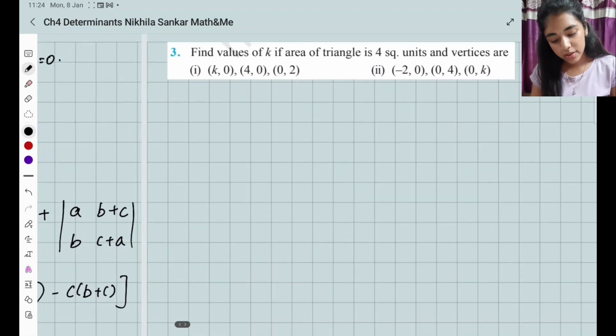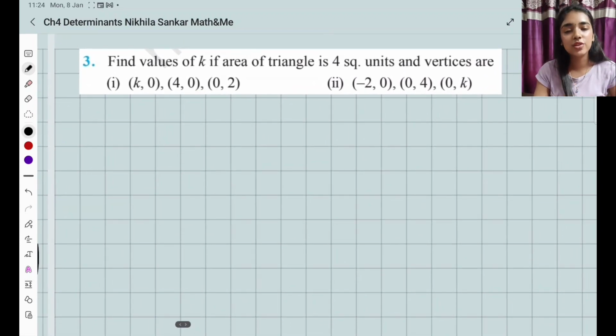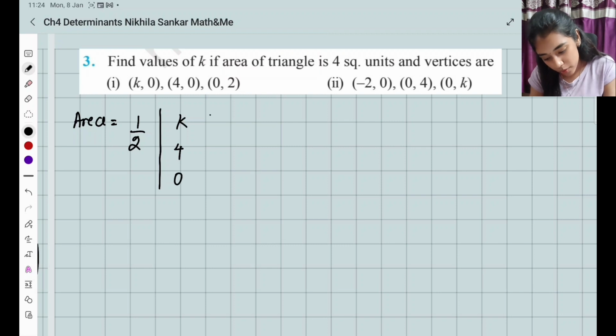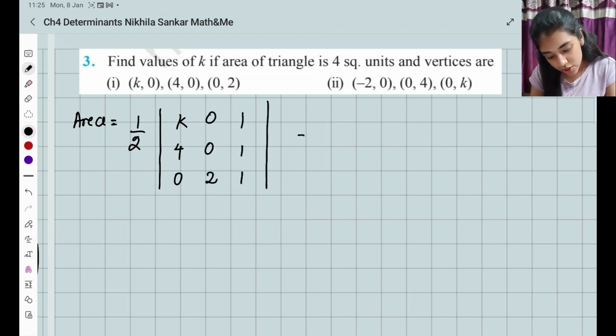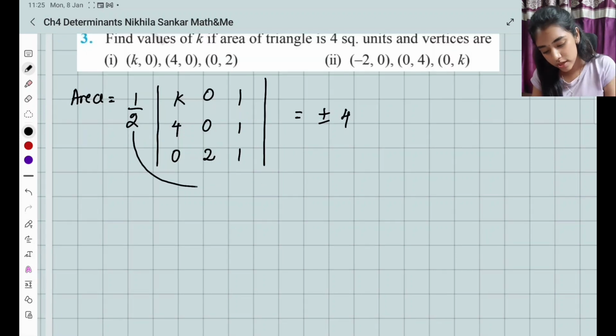Now third question, find the value of k if the area of triangle is given to be 4 units. So இந்த மாதிரி questionsல area கொடுத்திருக்குனா you have to take two different values. 4 மட்டும் எடுத்துக்காம plus or minus 4 னு எடுத்துக்கணும். Okay, so now area is going to be half times first x coordinates. So k 4 0, அப்புறம் y coordinate 0 0 2, then last 1 1 1. So this is going to be plus or minus 4. ரெண்டு cases எடுக்க போறோம். So இந்த 2 நான் இந்த பக்கம் கொண்டு வரலாமா?